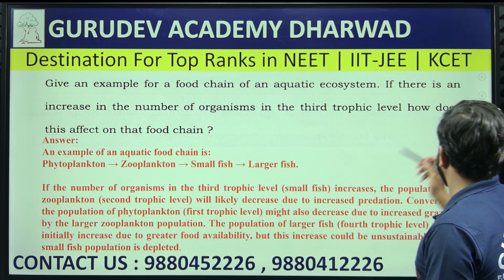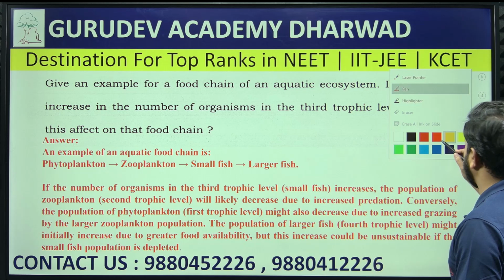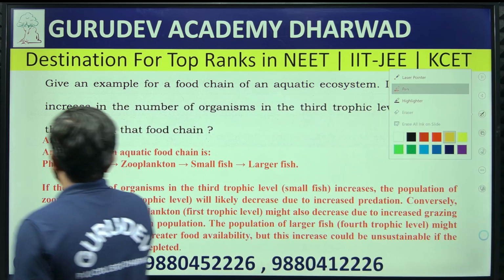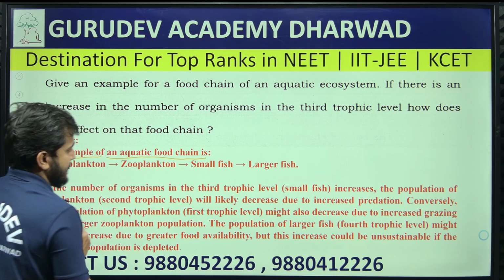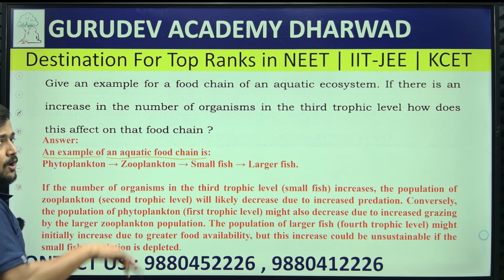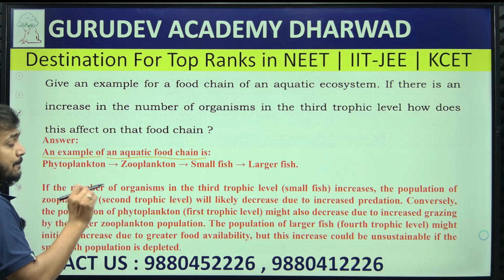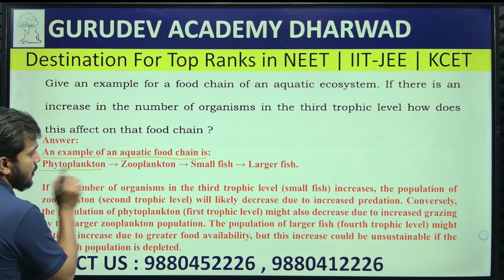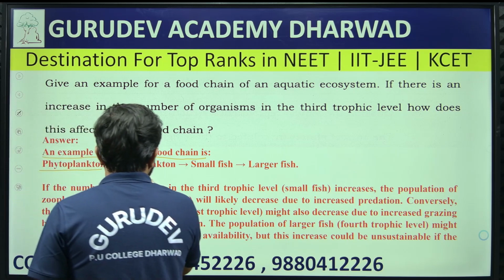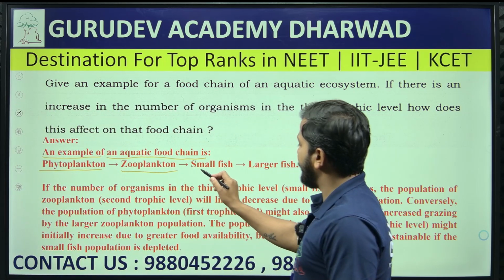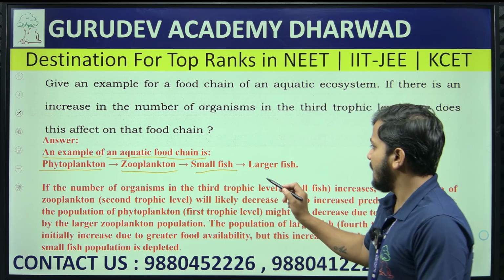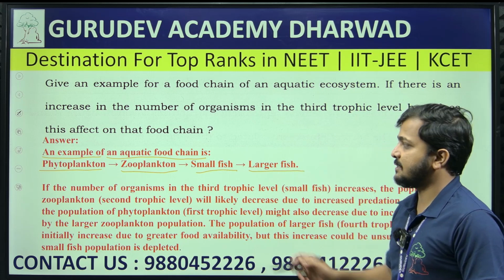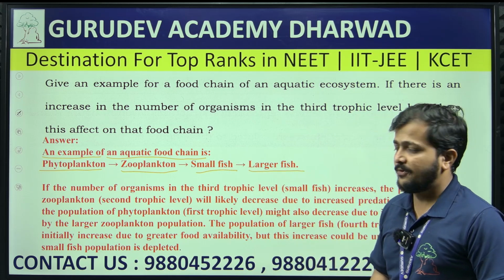Majorly, they have given one kind of example here, an example of an aquatic food chain. What we know is that in water, the primary producers are the phytoplanktons, followed by the zooplanktons. Then who is going to eat the zooplanktons? The small fishes, and then the large fishes, which feed on the small fishes, right?